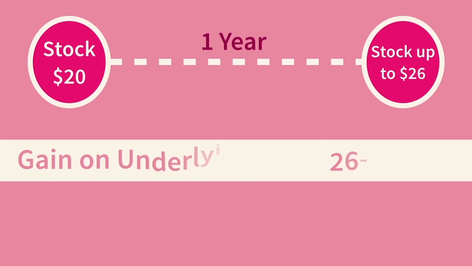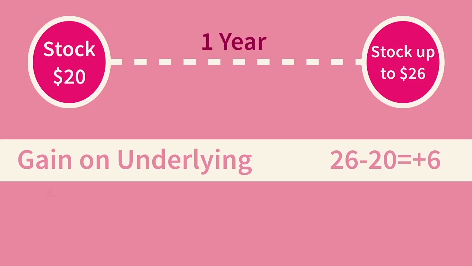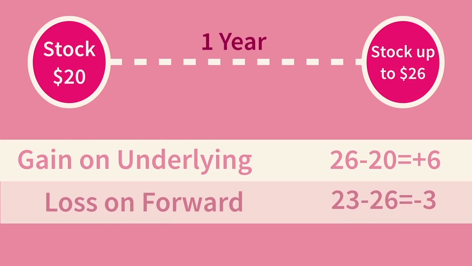That means we have made a $6 gain on the stock, but now we have to buy a $26 share in the market and deliver it against the forward in return for $23. So on the forward, we've lost $3. The net for this scenario is a $3 gain.